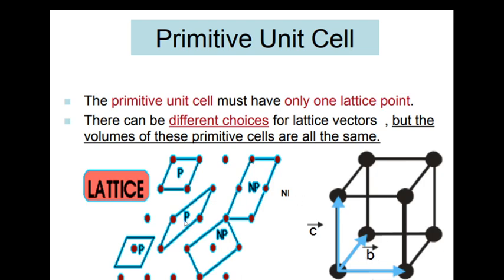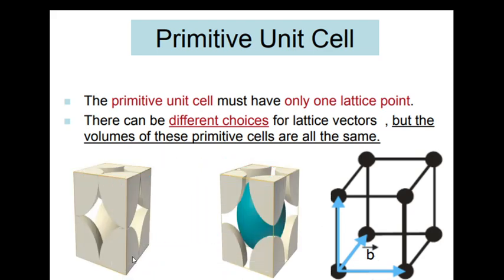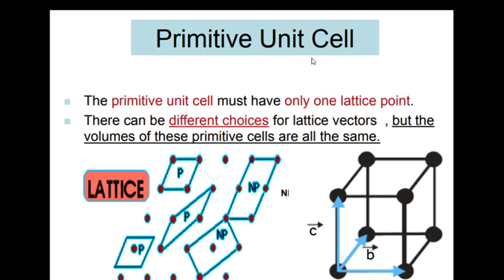But look here, this is primitive, this is primitive, this is primitive. Over here there are no atoms on a corner. So it is not necessary that atoms must be at the corner. Ultimately the definition is that the lattice point should be 1, or the contribution of the available number of atoms should also be 1.